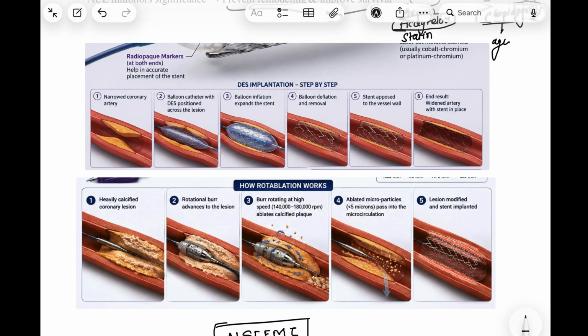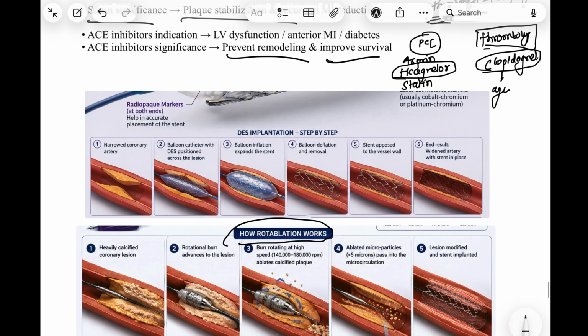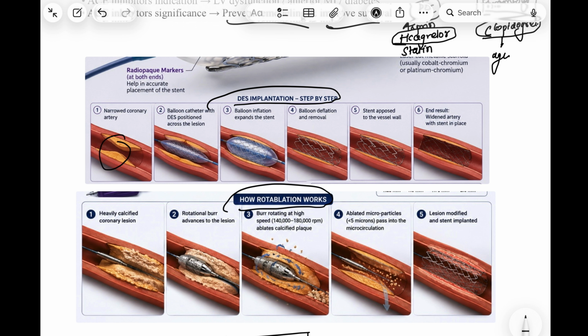So now there are different mechanisms of PCI that we can use in the cath lab, and one of these is rotablation, and one is DES implants, that is a drug-eluting stent. So you can appreciate in this image that there is a thrombus present in your arteries, and we will insert a wire which will cross this thrombus, and there is a stent present, and we will inflate this balloon which will deposit our stent in the artery so that there is a further establishment of flow, right?